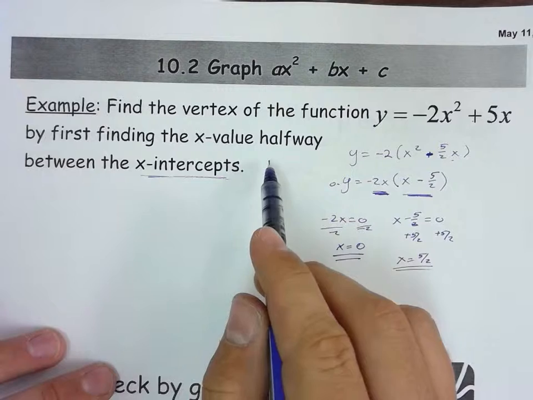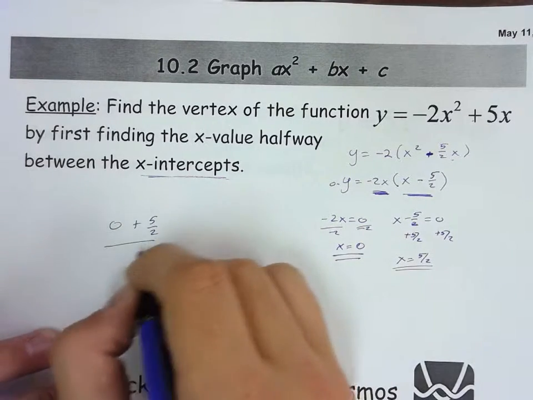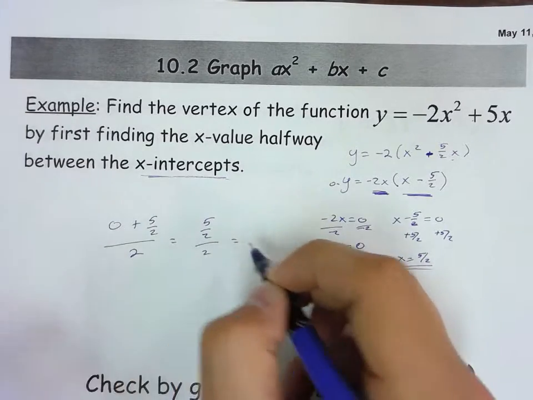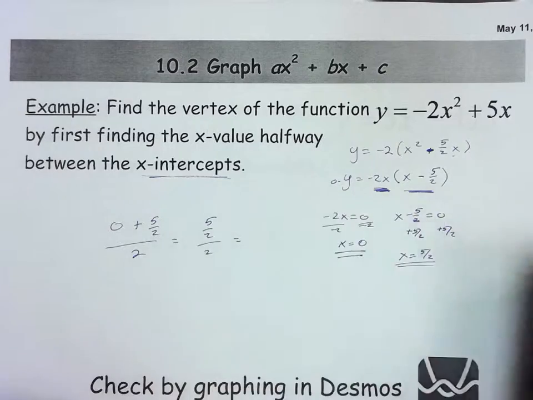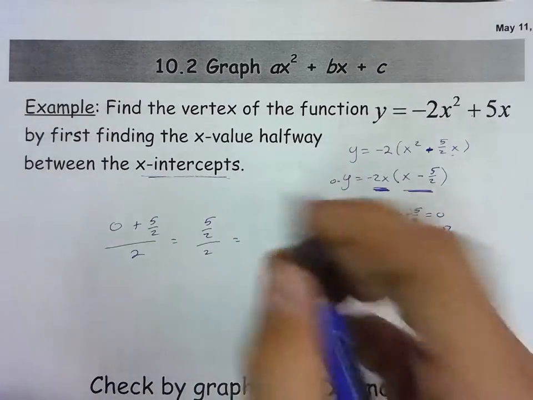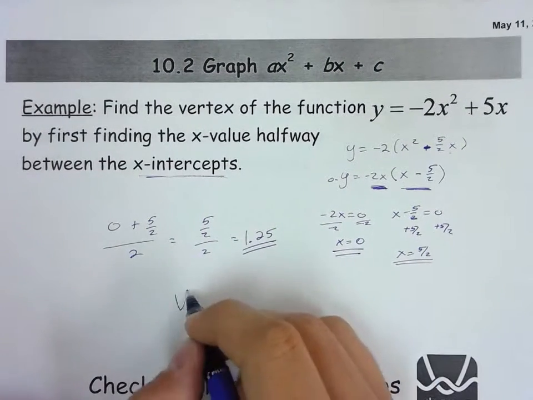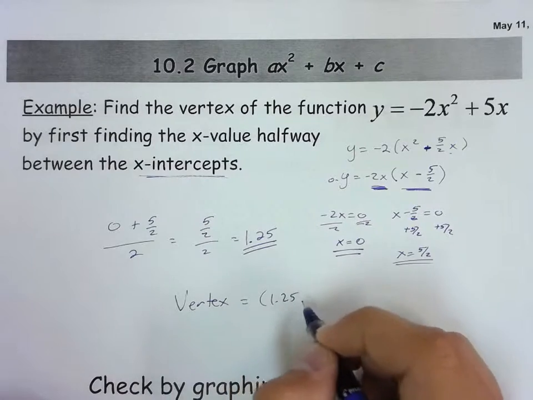We need to find the x value that's halfway between them. So 0 plus 5 halves, divided by 2, is going to be 5 halves divided by 2. I'm just going to punch that in on a calculator. There's no reason to stress about it. 5 divided by 2 is going to be 2.5. We're going to divide that by 2. 1.25. Okay, so that's my vertex. That is the x-coordinate.